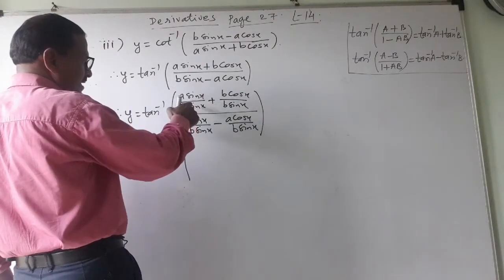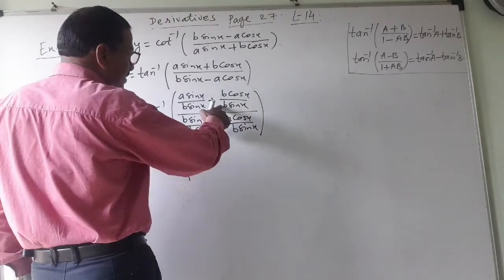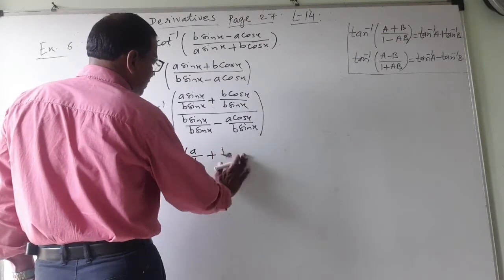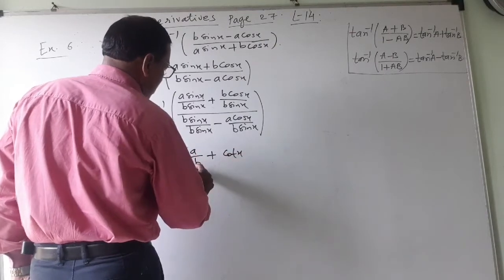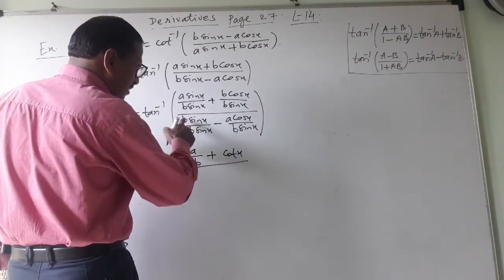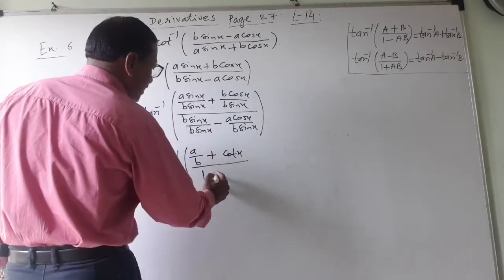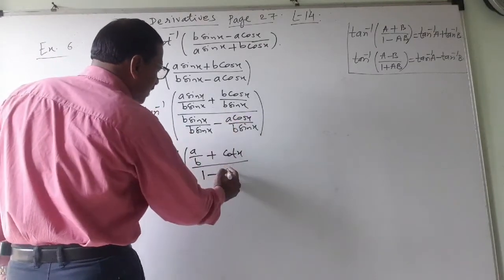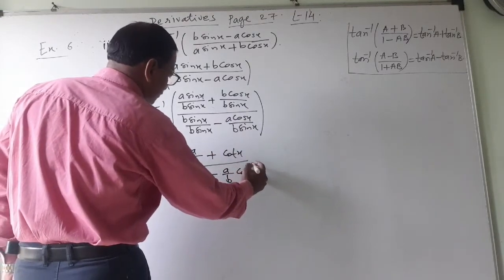Now this sin will get cancelled and I will get a upon b, plus this b will get cancelled and I will get tan of x. Cos upon sin will be cot x upon, here everything is going to cancel, so 1 minus, here a upon b into cos upon sin is cot.